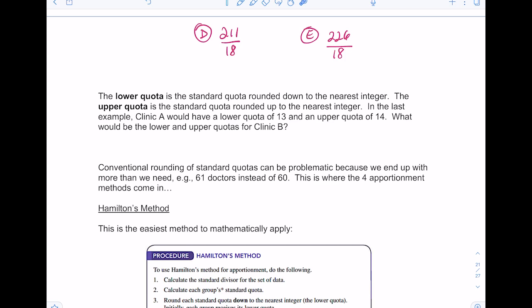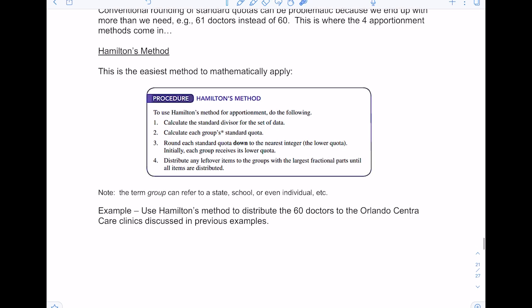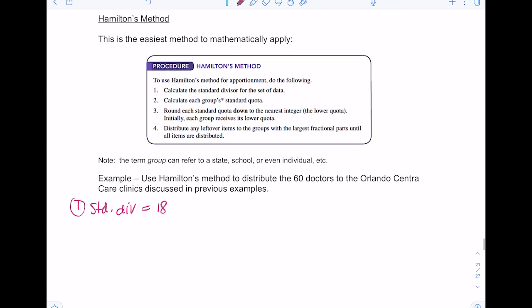This is where those four apportionment methods come in. Let's talk about the first method, Hamilton's method. This is the easiest one to mathematically apply. To use Hamilton's method, I have the procedure right there, which you can follow along. The first thing we need to do is calculate the standard divisor for the set of data, and we already did that. From the last problem, my standard divisor was 18. Then we need to calculate each group's standard quota. We're going to make a little chart here.